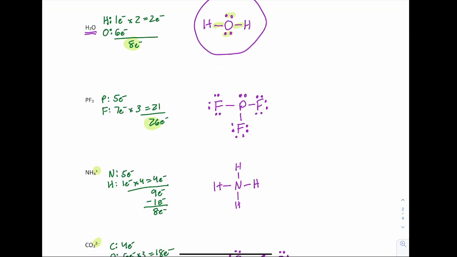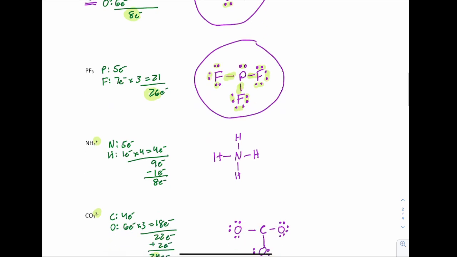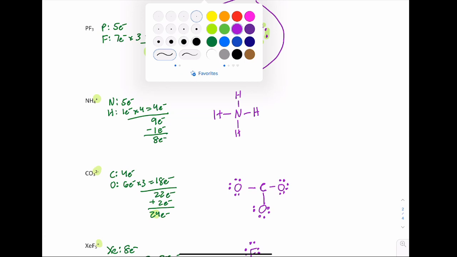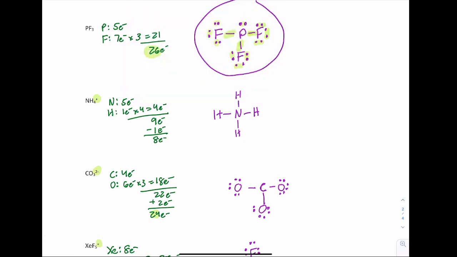If I look at this one, phosphorus, 2, 4, 6, 8. And then each fluorine, we've already done that one, 2, 4, 6, 8, for each. So this one is also done. Ammonium: each hydrogen wants 2 and it has 2. Nitrogen, 2, 4, 6, 8.